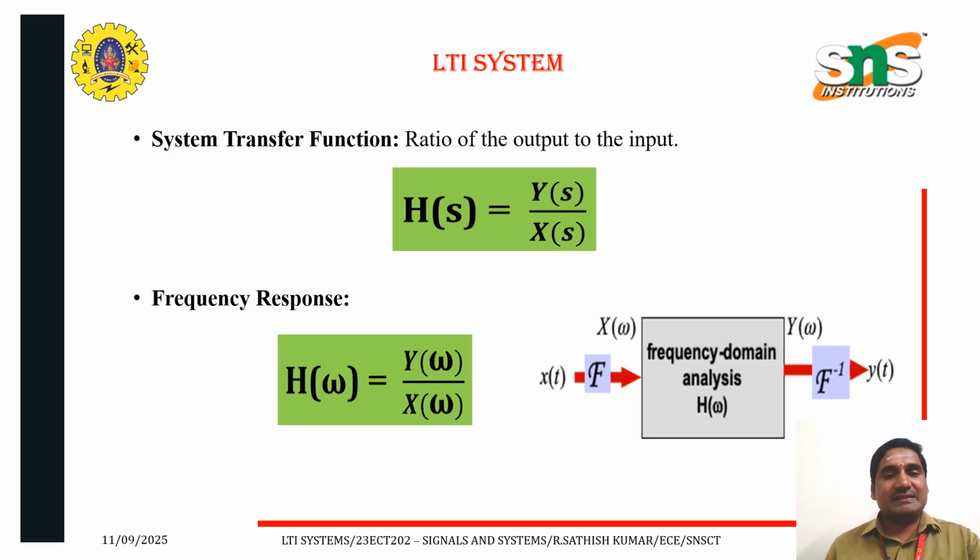The step response is with respect to u(t). What is meant by system transfer function? Ratio of the output to the input. H(s) is equal to Y(s) divided by X(s). Frequency response, s can be replaced by jω, so H(ω) is equal to Y(ω) divided by X(ω).